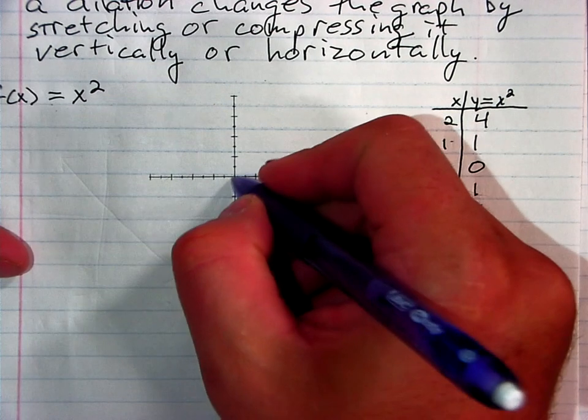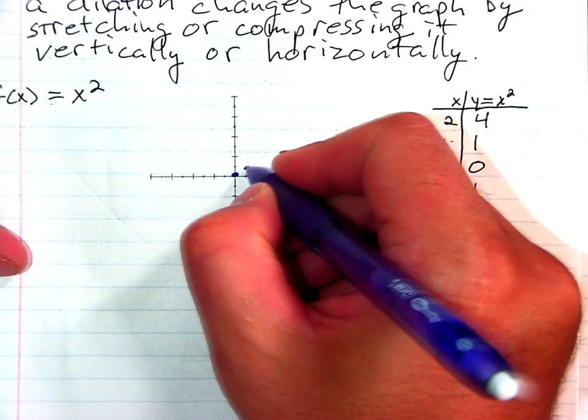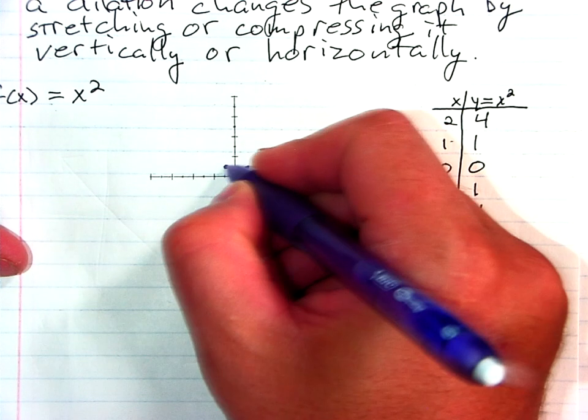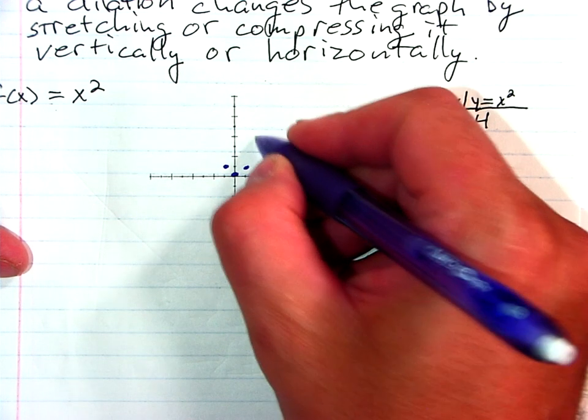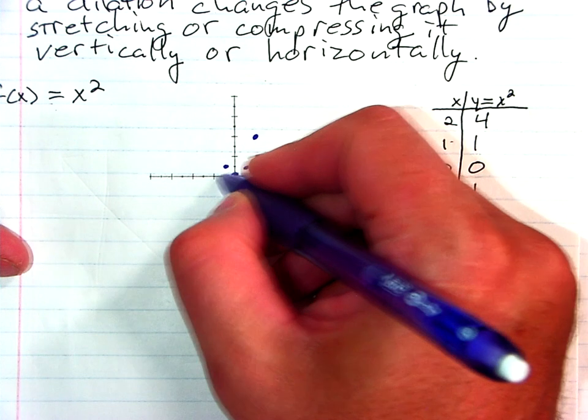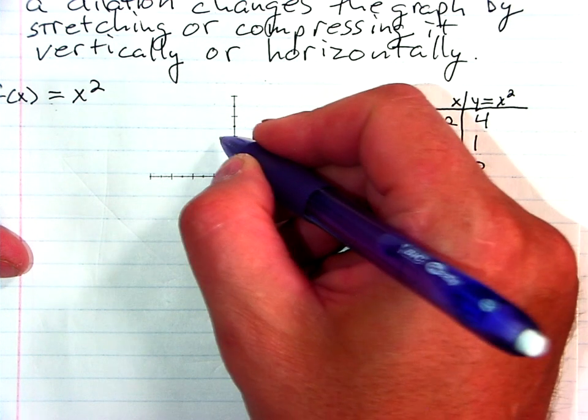All right, so 0, 0, 1, 1, -1, 1, and 2, 4. 1, 2, 1, 2, 3, 4. Over 2, up 1, 2, 3, 4.